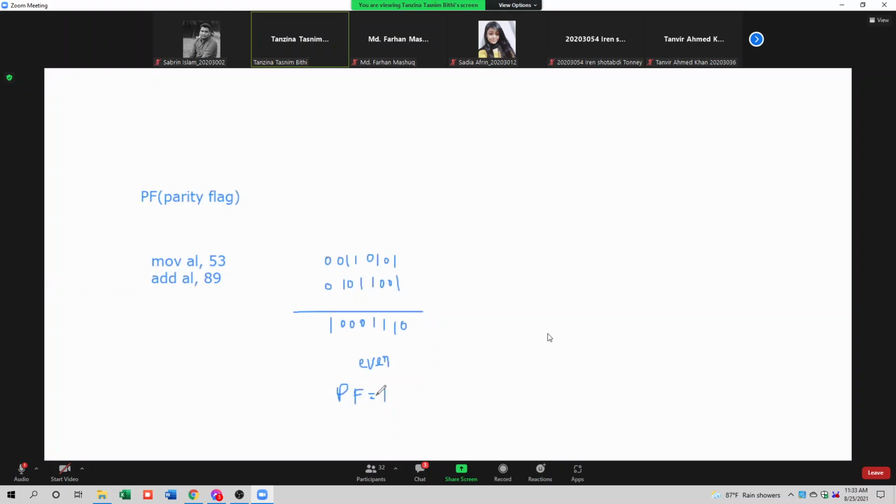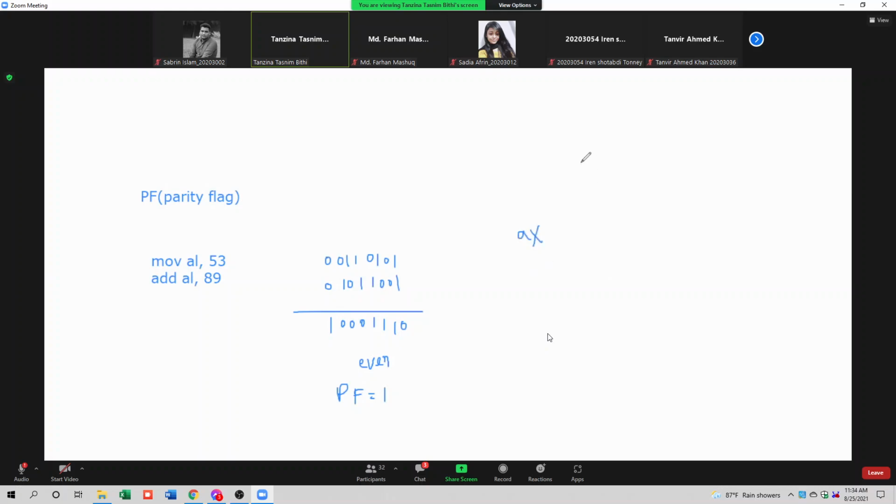Clear? Yes, ma'am. And if the number of 1 bits is odd, then the parity flag register's value will be 0. Okay, so what will happen if the destination operands are 16-bit registers?